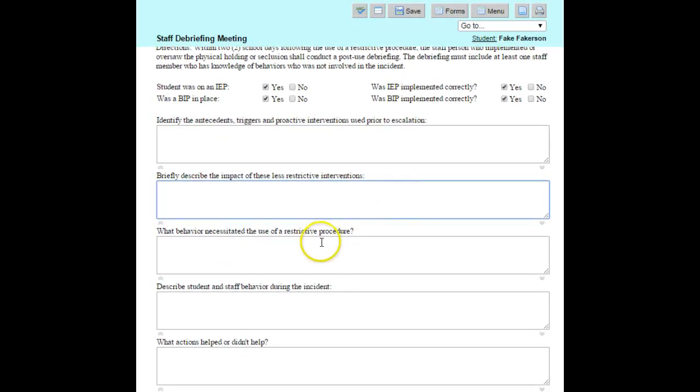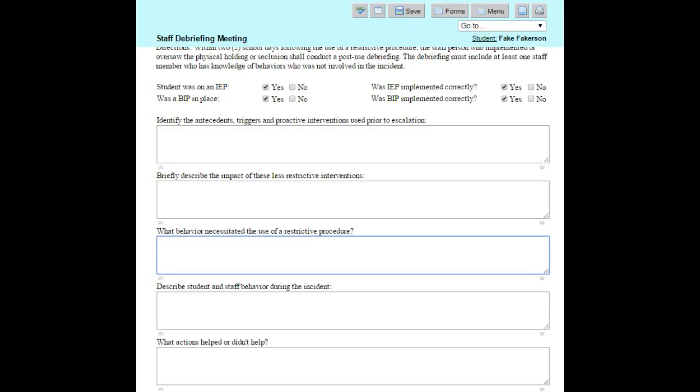This next question asks what behavior necessitated the use of a restrictive procedure. This should be the same behavior identified on the use of physical holding form when you are asked to describe the emergency. If you've seen part 1 of this video tutorial, this information will be redundant, but it's so important we remember that we can only be using physical holding in emergencies.